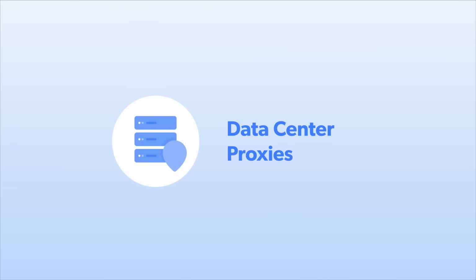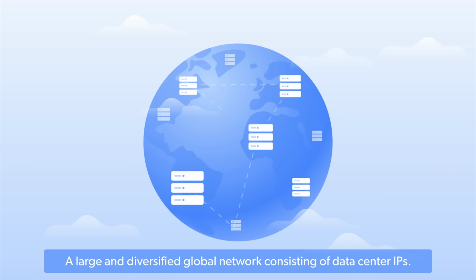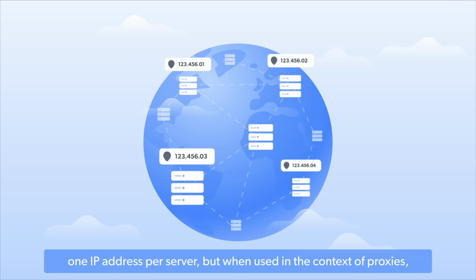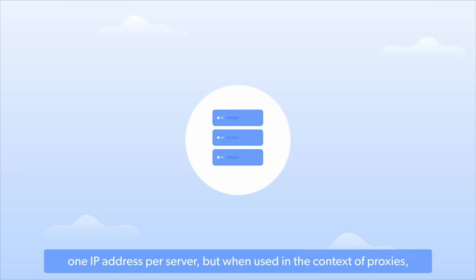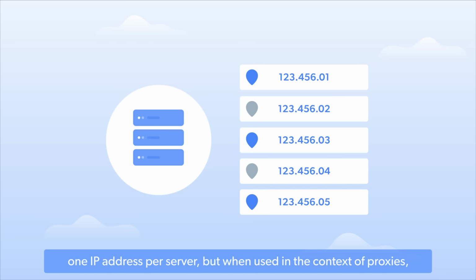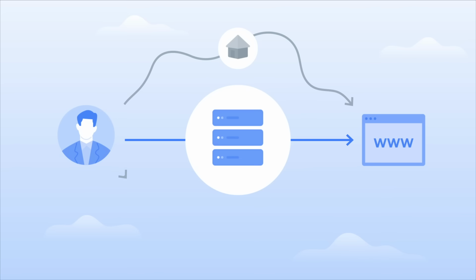Data center proxies. A large and diversified global network consisting of data center IPs. Data center IPs are traditionally assigned as the IP addresses for servers, one IP address per server. But when used in the context of proxies, a large number of IPs are assigned to a server through which traffic is then routed. Requests made through data center IPs are faster than through residential and mobile, since the request journey is shorter and the architecture is simplified.